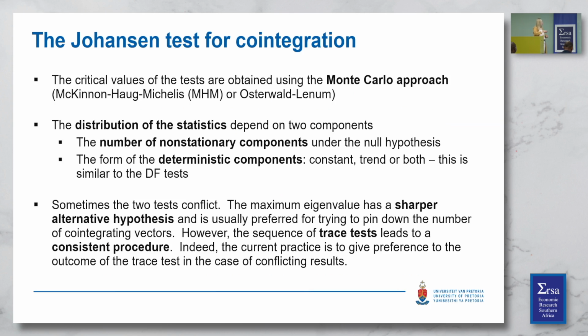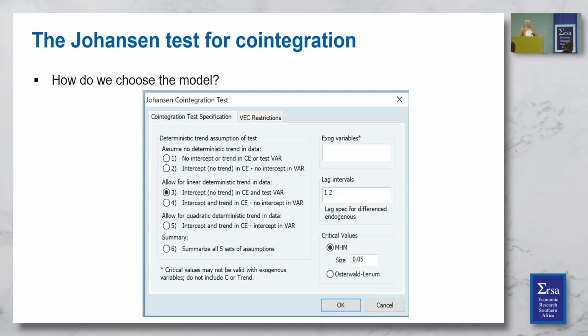So the maximum eigenvalue has the sharper alternative, whereas the trace statistic leads to a more consistent procedure. So indeed, if you read papers where it is applied, preference is given to the trace stat in case of conflicting results, but obviously consider the underlying economic relationships from an economic theoretical perspective as well.